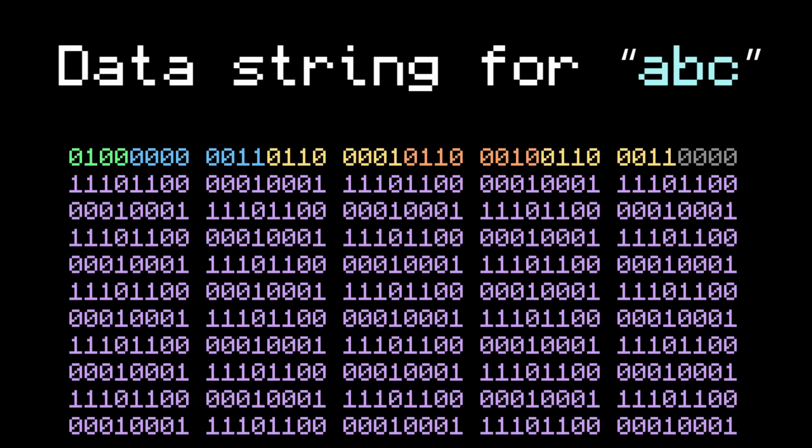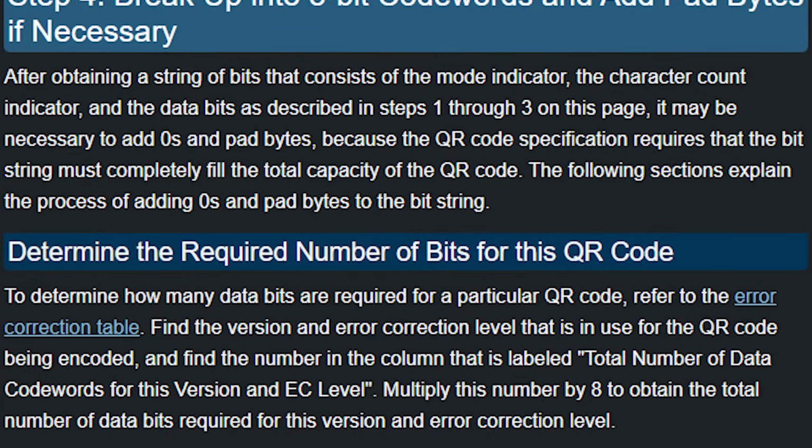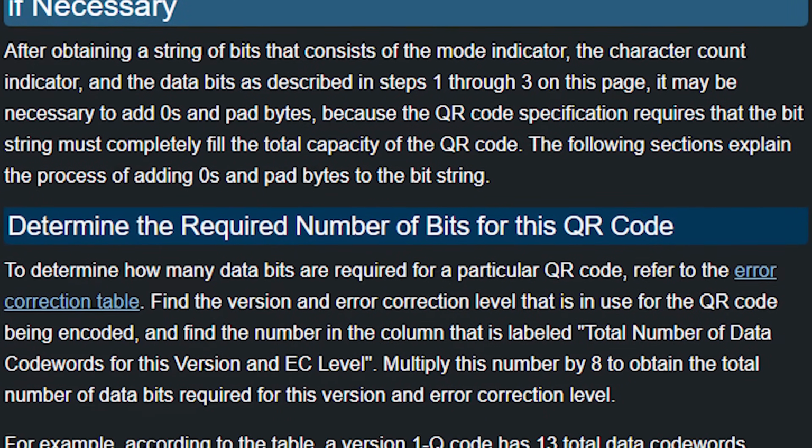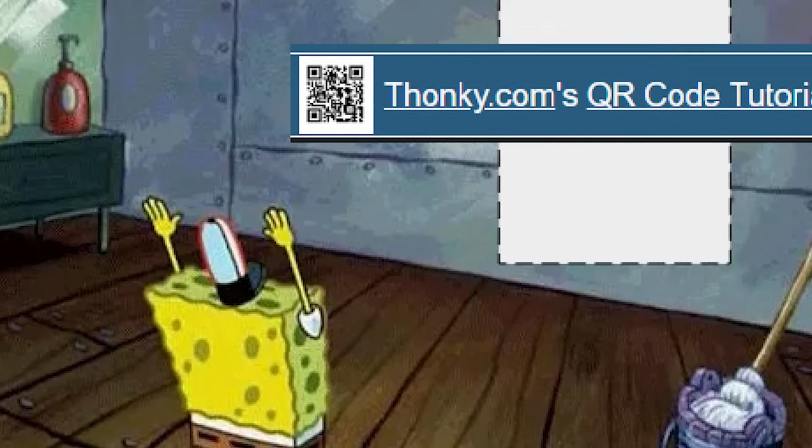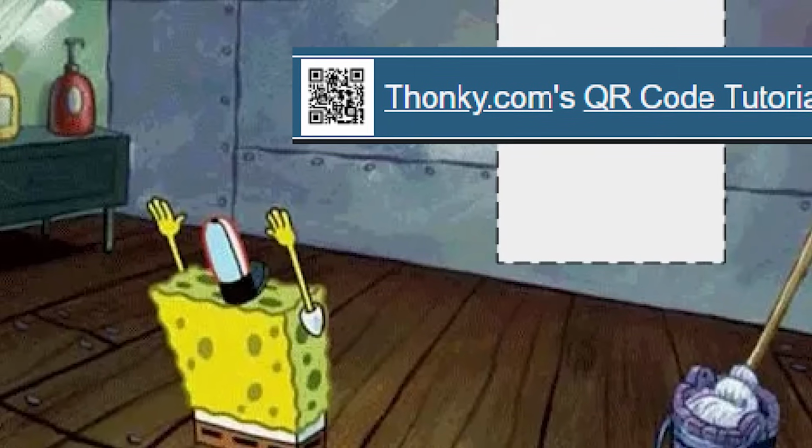That's the data string. In other types of QR codes, there are more rules for the data string than just this, so if you're making your own QR code generator, don't just use this video. Make sure to read through the tutorial like I did, and double check that it's actually correct for your type.